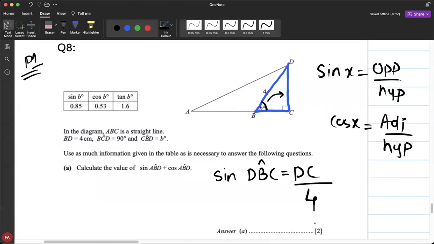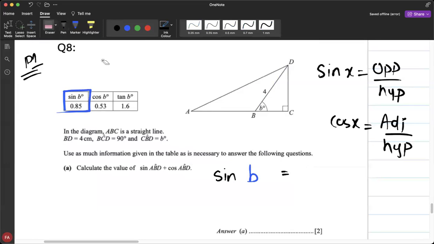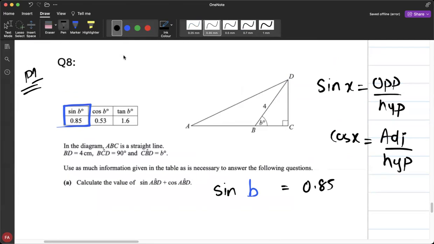Can I say that? And what does DBC represent? Can I say it represents this small b angle? So we can say that this is sine of b. And what is the value of sine b that they have given us? They've given us this angle as 0.85. Now, this wasn't really required because I just realized the question has already given you that sine b is given to you as 0.85.